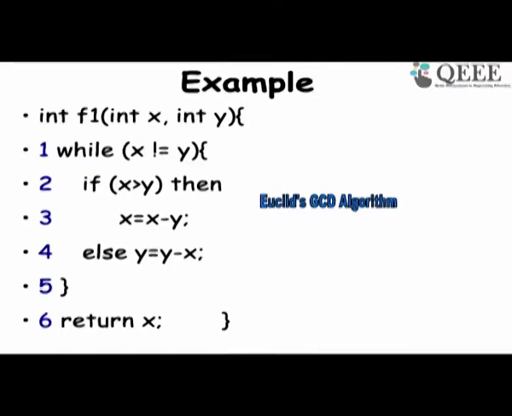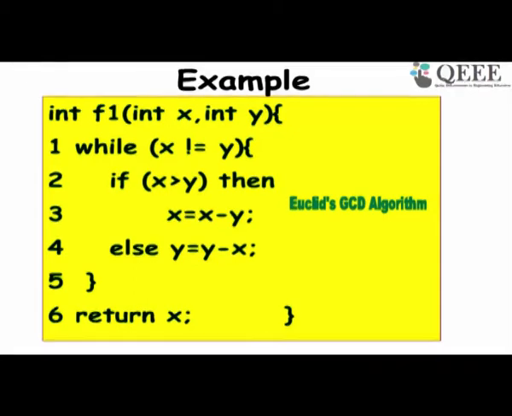As long as x is not equal to y, and also x is greater than y, so let's say this is 4 and 3. So 4 is greater than y, 4 is not equal to y. So this will execute, this will execute, this will execute, and then this will execute. But what about this? We need another test case when x is less than y. So for this example, we need 2 test cases.